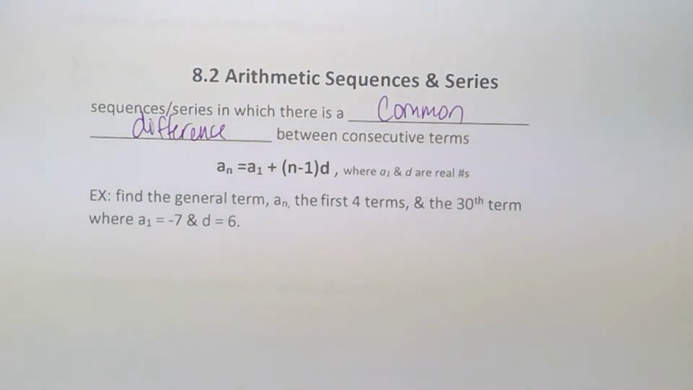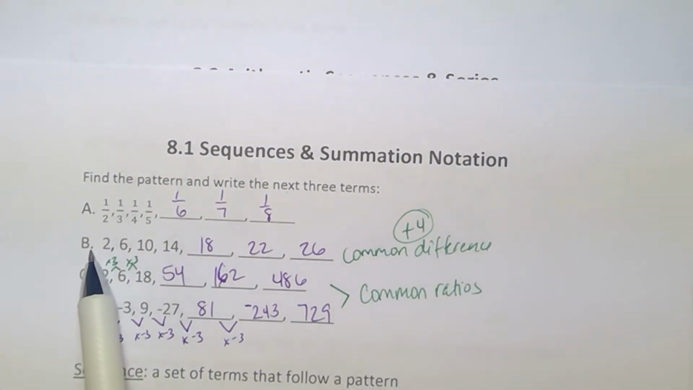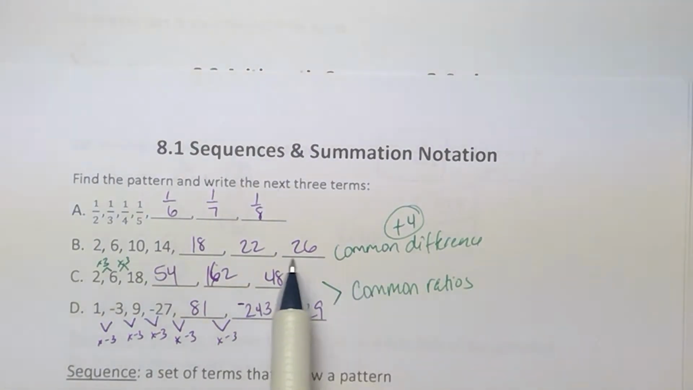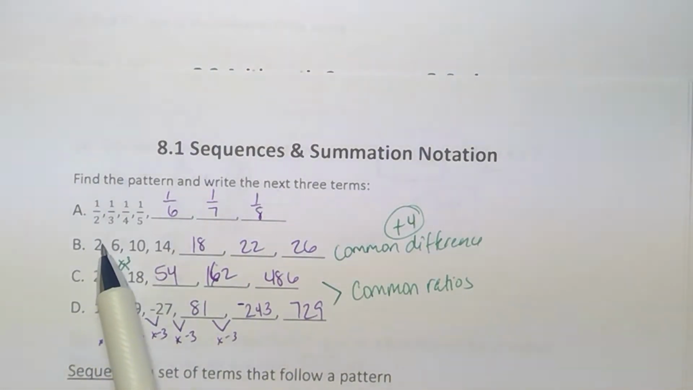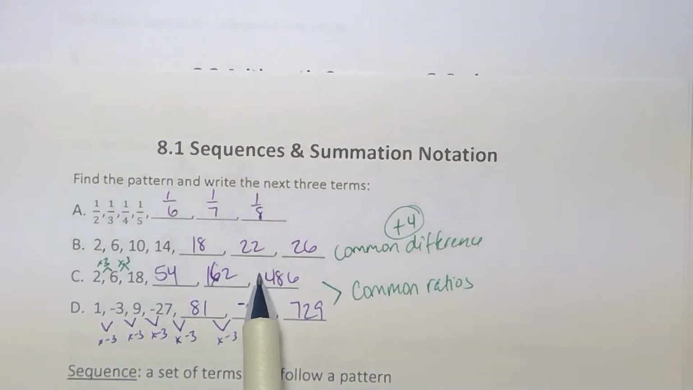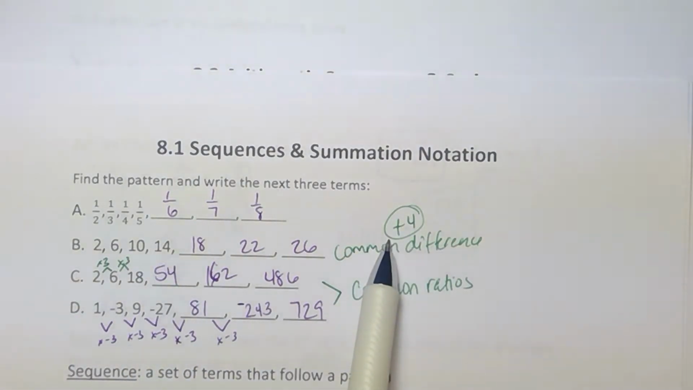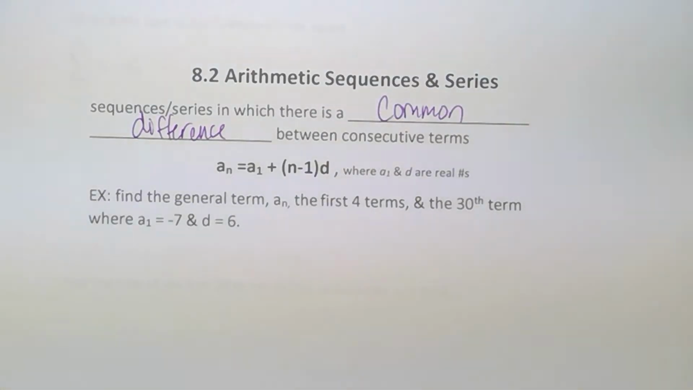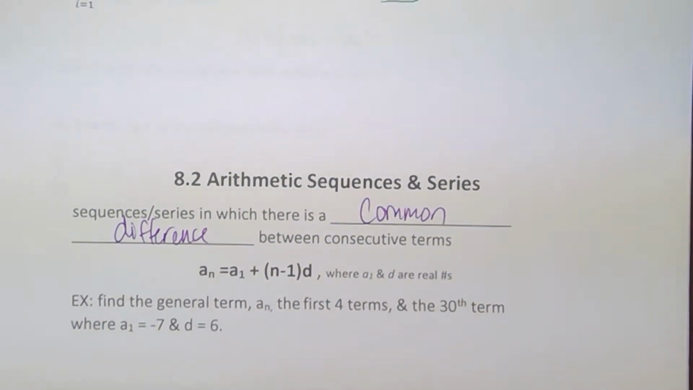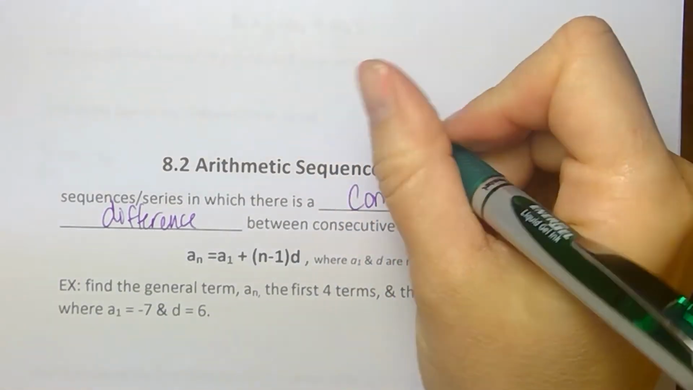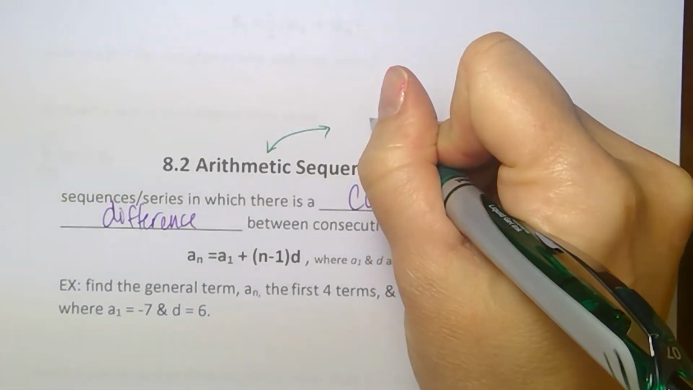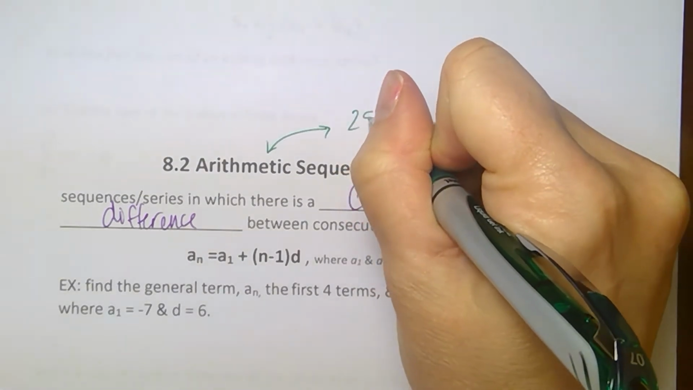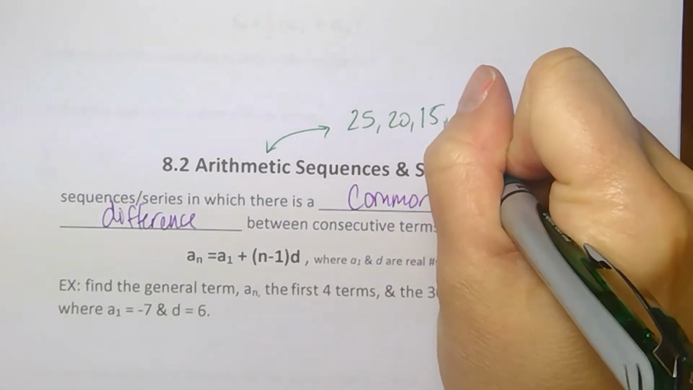So if you look back at those first 4 sequences, B is an arithmetic sequence because it has a common difference. To get from one term to the next, I'm adding 4 every time. Now that common difference can be positive or it can be negative. I can be adding the same amount every time, or I could be subtracting the same amount every time. Another example of an arithmetic sequence might be, let's do 25, 20, 15, 10.